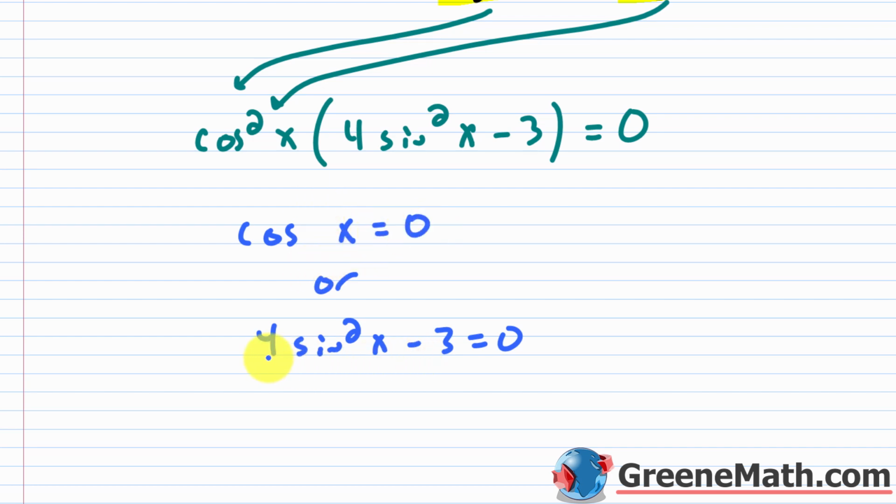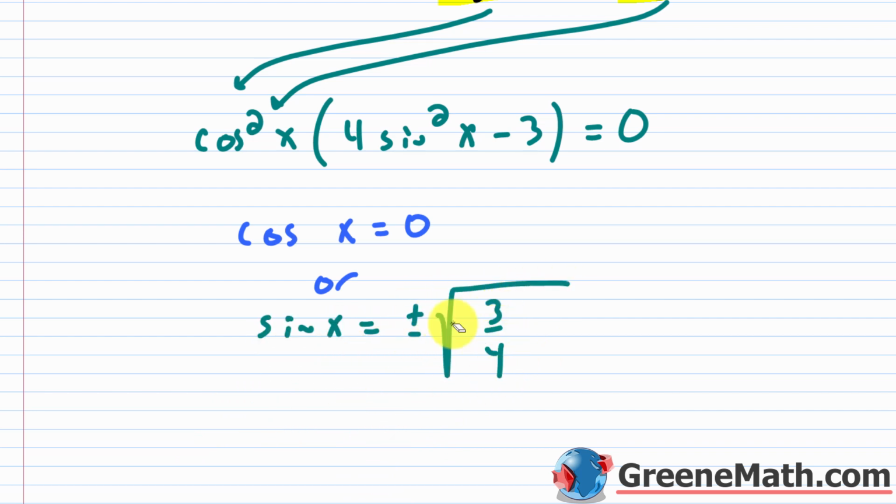Now moving on to the other one, 4 sine squared x minus 3 equals 0. Add 3 to both sides of the equation. This will go away, and let's say that this equals 3 here. And let's go ahead and divide both sides of the equation by 4. Let's cancel that away. And so basically, again, by the square root property, if sine squared x equals 3/4, then the sine of x is equal to plus or minus the square root of 3/4. Of course, this would be plus or minus the square root of 3 over the square root of 4, which is 2.